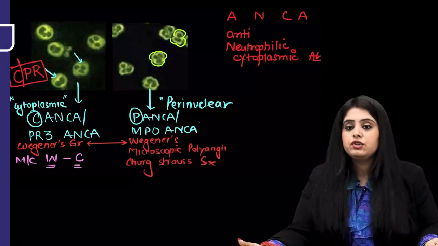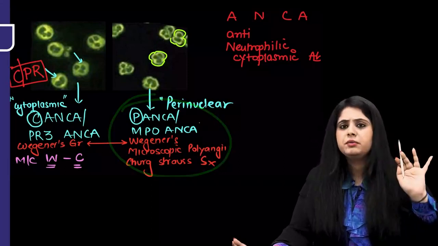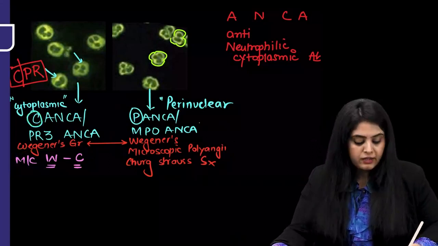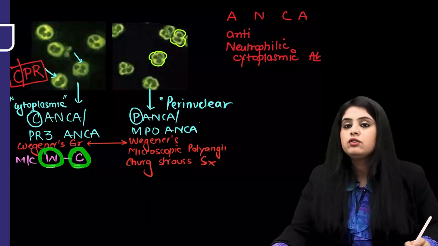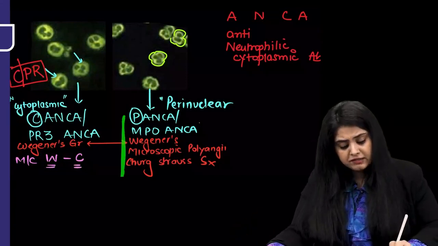Microscopic polyangiitis, Scherk-Strauss syndrome. Yes, I can see the others are all coming under the other variety. So it's simple, no. For C ANCA, there is only one thing. For C ANCA, you just have to learn Wegener's granulomatosis. That's it. There is nothing else under C ANCA. Everything else comes under P ANCA.